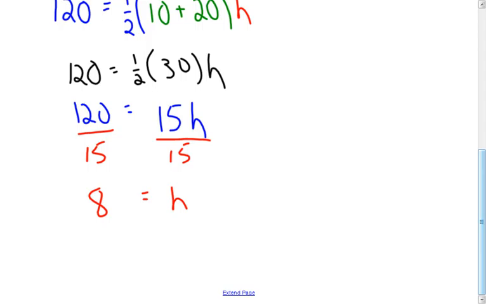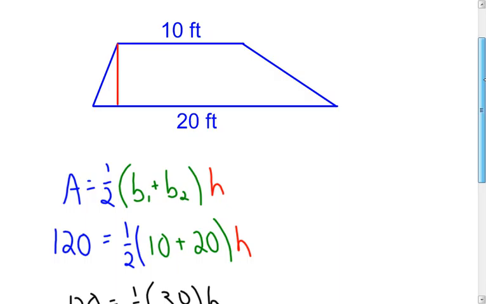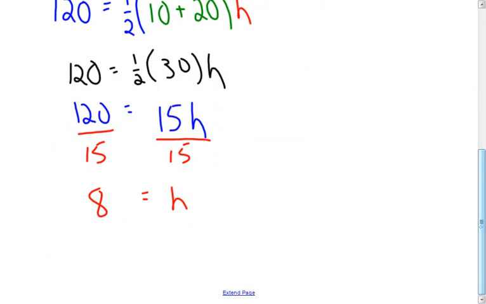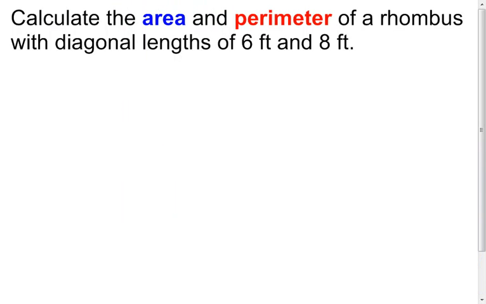Now, is there a label? Come up here, notice it was in feet, area was square feet, therefore my height is going to be 8 feet. So I used my area formula in a little different way, plugged in what I knew, and solved for what I didn't know. And here's my last one.